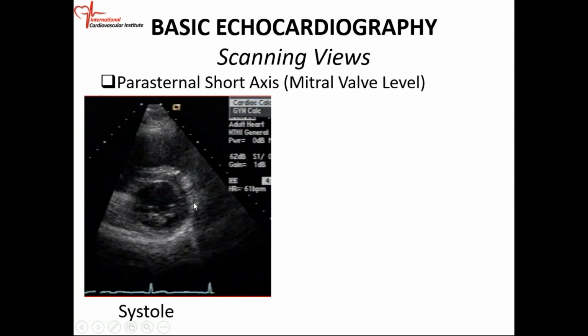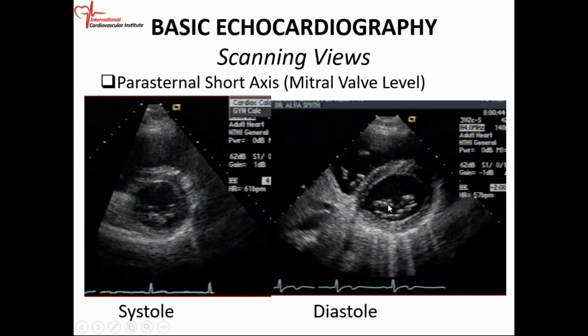So short axis at the level of the mitral valve. It's a systolic frame, so the mitral valve is closed. In the diastolic frame, the mitral valve is open. So the mitral valve opens with a little fish mouth type of thing. Okay, this is short axis at the level of the mitral valve. The angle of the transducer is now moving upwards, so therefore the face is moving downwards.